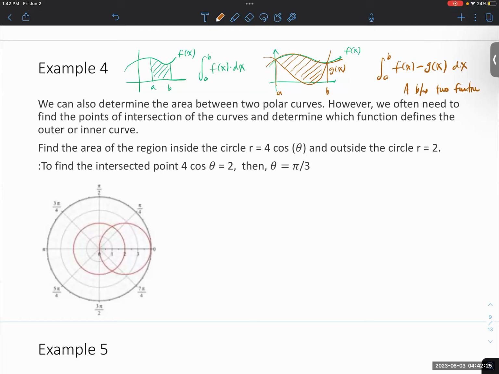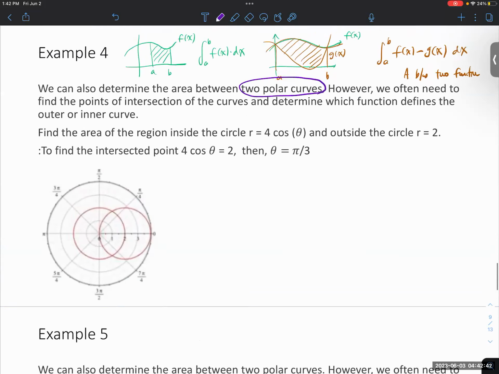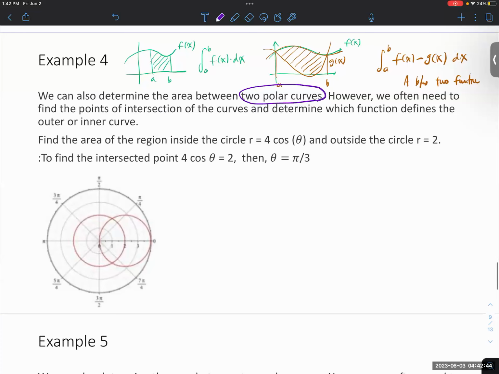You already learned this in calculus 2, so we're going to do the same thing. Here, I'm going to give you two polar functions, and they're looking for the area between them. This time, they didn't give you A and B. So we have to find the intersection points between the two polar functions, and then you can take the integral. Does it make sense to you?